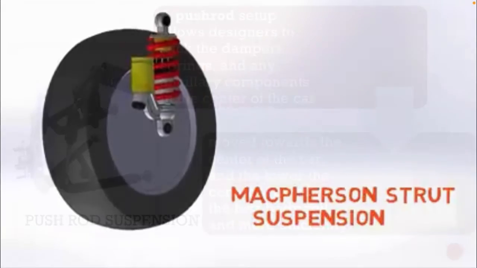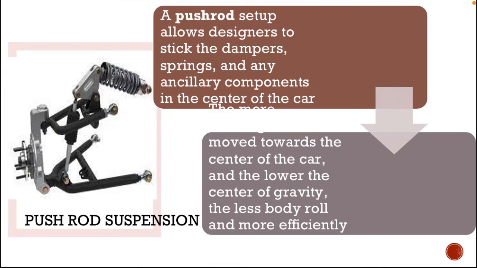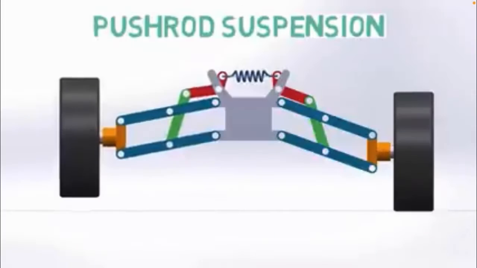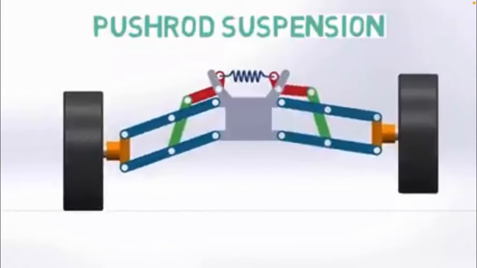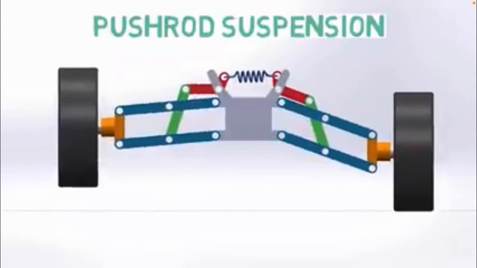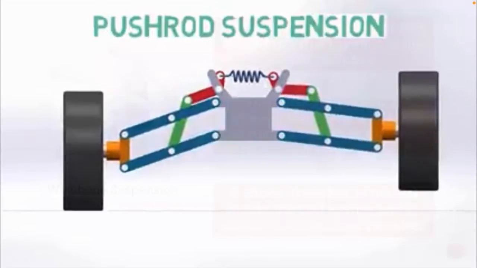Next we can see the push rod. A push rod setup allows the designer to place the dampers, springs and any ancillary components in the center of the car. More weight is moved towards the center of the car, so the center of gravity is lower, with less body roll and more efficient handling. This is more commonly used in racing cars. Now we can see the working of the push rod suspension. This is how it works. Each side will move up and down individually.